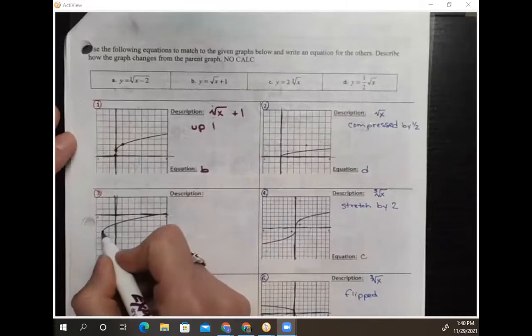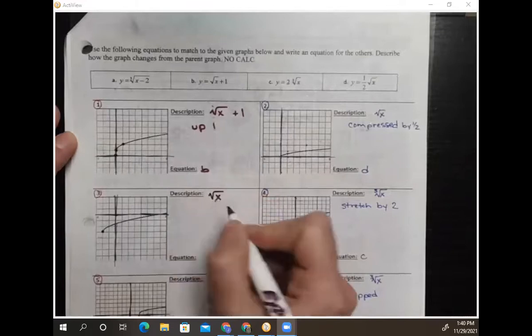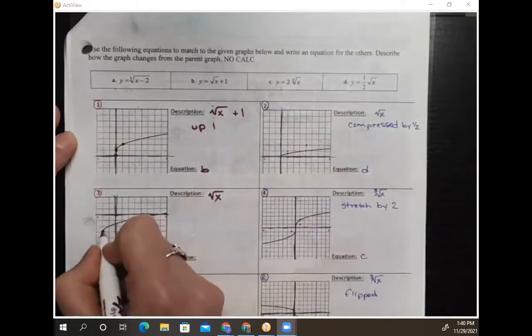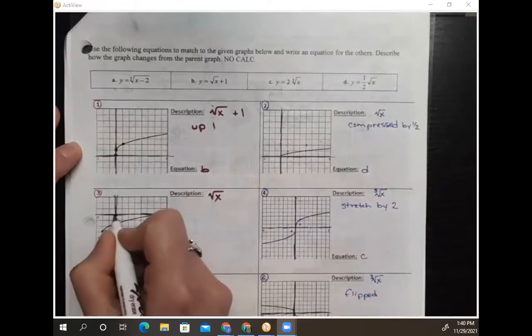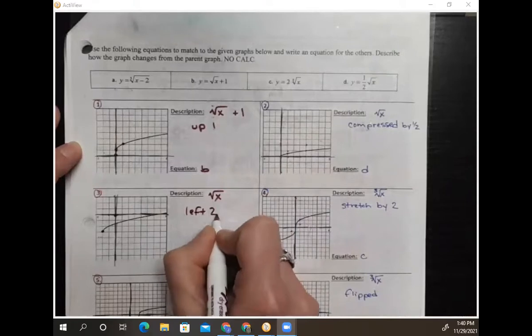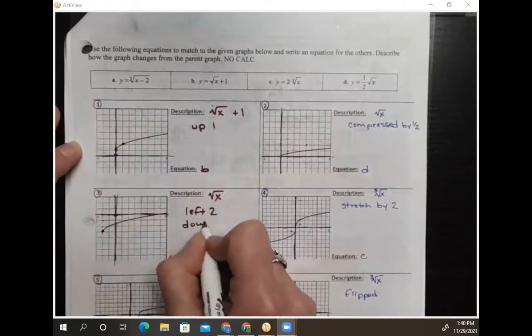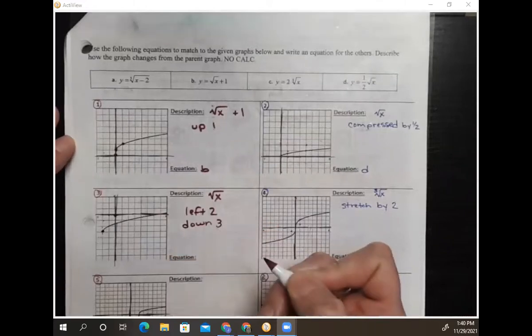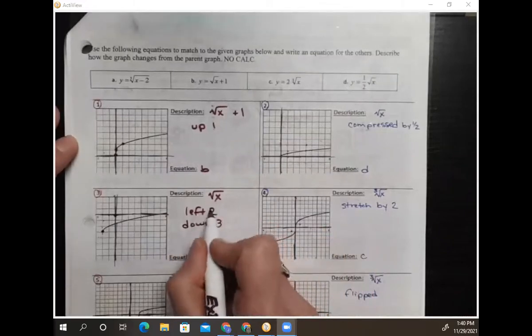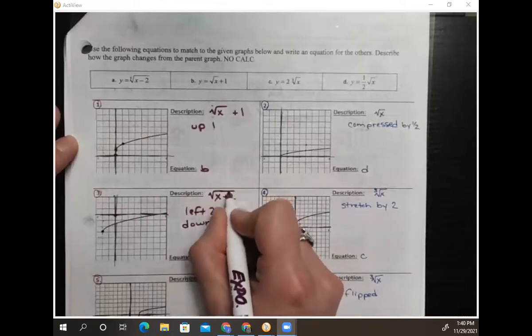For number 3, since again we have this end point here, we go forever only in one direction. This is a square root graph again. My key point is not on the origin. I've moved it to the left 2 and down 1, 2, 3, down 3. To move my function to the left 2, I would expect to see x plus 2 underneath the root.